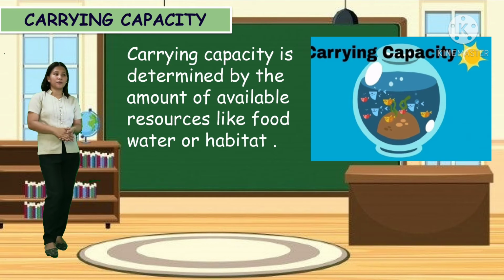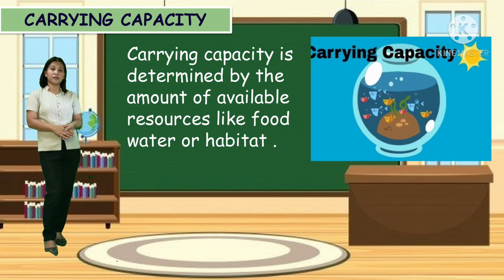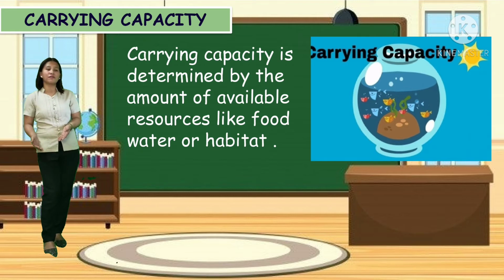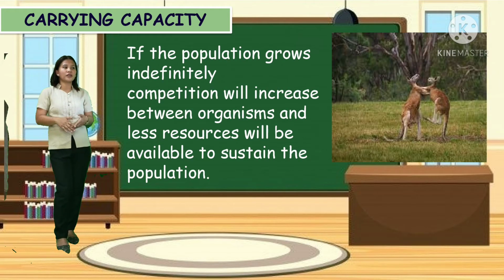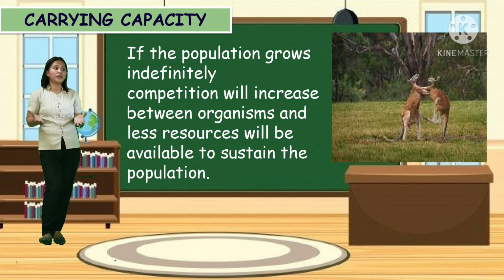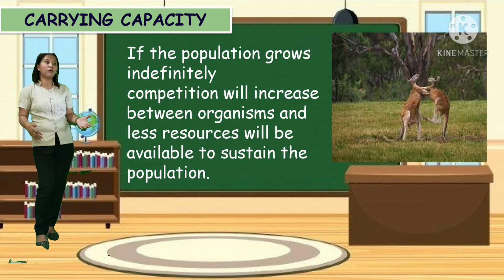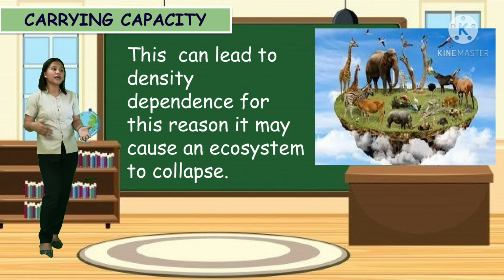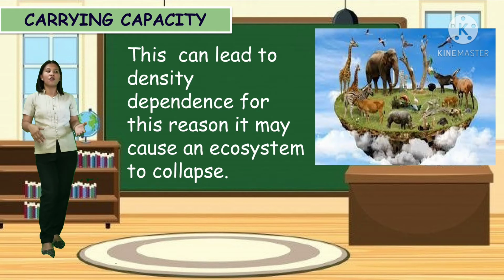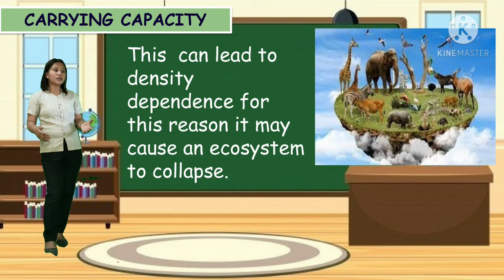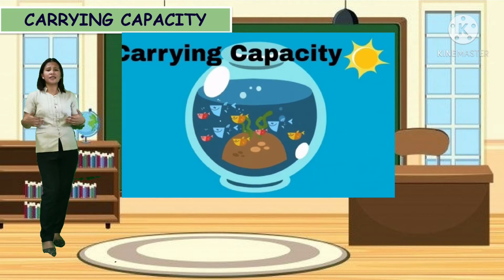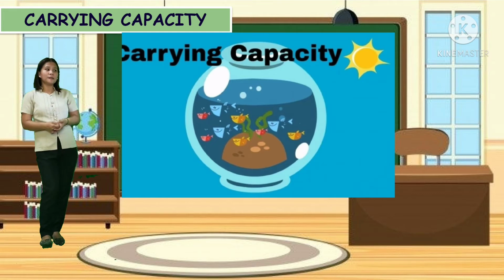Carrying capacity is determined by the amount of available resources like food, water, or habitat. If the population grows indefinitely, competition will increase between organisms and fewer resources will be available to sustain the population. That can lead to density dependence. For this reason, it may cause an ecosystem to collapse. Just like a fish pond, if there is a bowl that can no longer hold the number of fish inside it, it can be broken.